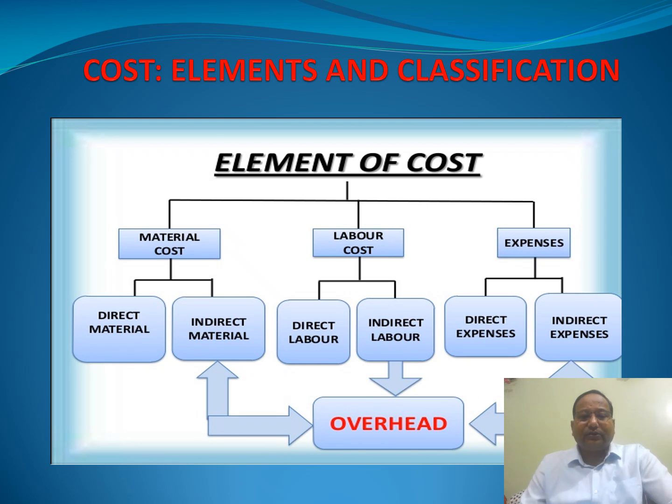Then, further, we will classify material cost into two categories: direct material and indirect material. Labor may be of two types: direct labor and indirect labor, and expenses will be further classified into two categories: direct expenses and indirect expenses. Then, the aggregation of all indirect charges is called overheads.